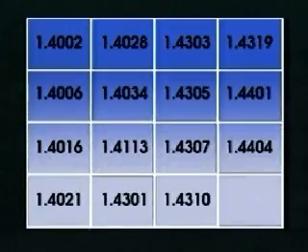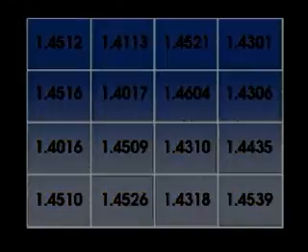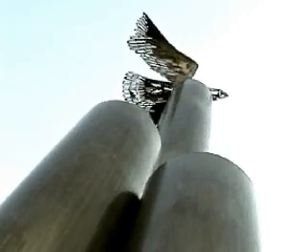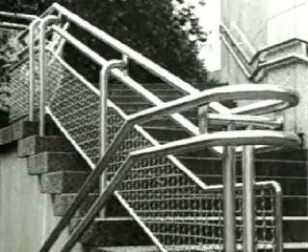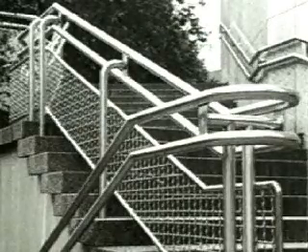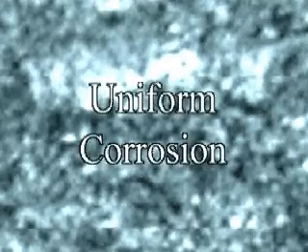Over 100 grades of stainless steel have been developed to solve the world's corrosion problems. If used correctly, stainless steel can be almost as durable as gold. But if mistakes are made, two basic types of corrosion can occur. The first is uniform corrosion, where all the stainless steel in contact with a liquid corrodes at approximately the same rate.